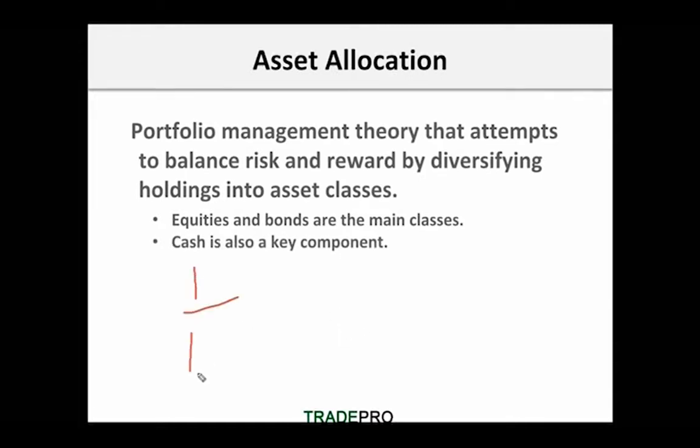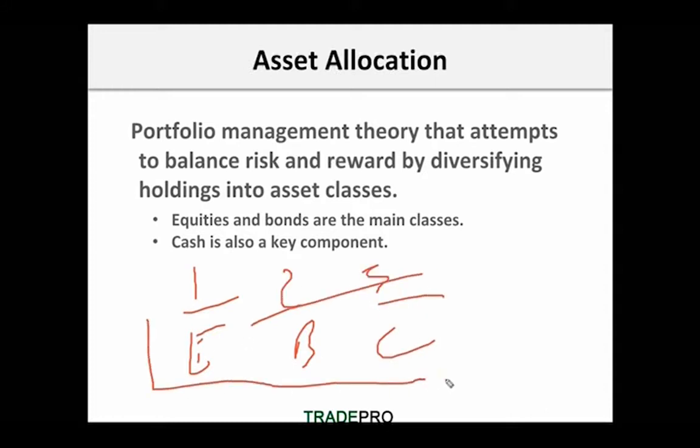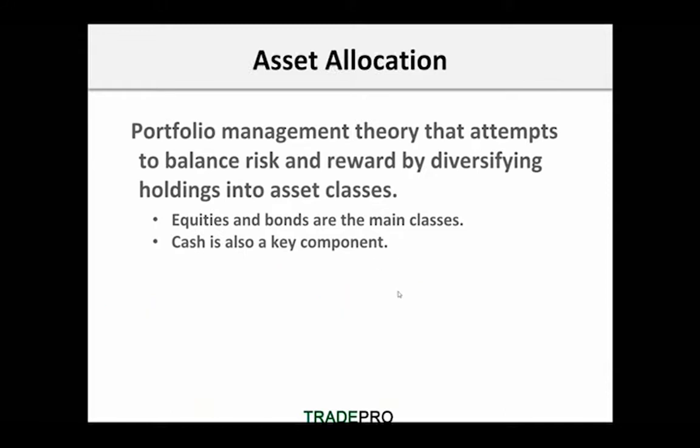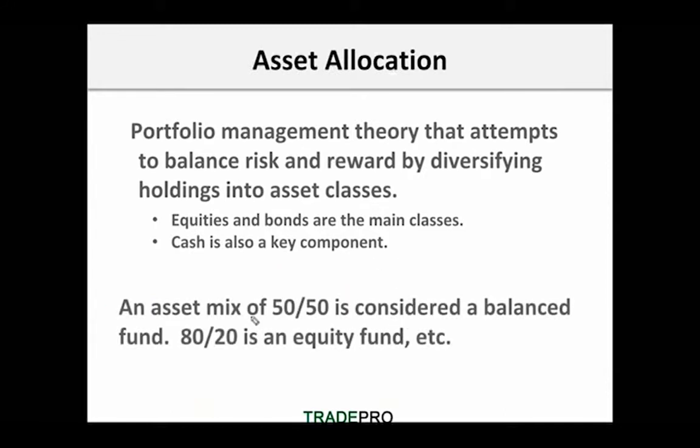So now you have the three components: equities, bonds, and cash. And portfolios that are created are managed primarily between these three categories. All right. The way the breakdown of the portfolio works, it's called an asset mix, and a 50-50 is considered a balanced fund. So if your advisor tells you, hey, I'm going to sell you a balanced fund, on a 50-50 split, that means you're half into equity, half into bonds. All right, 80-20 is an equity fund, it's aggressive.